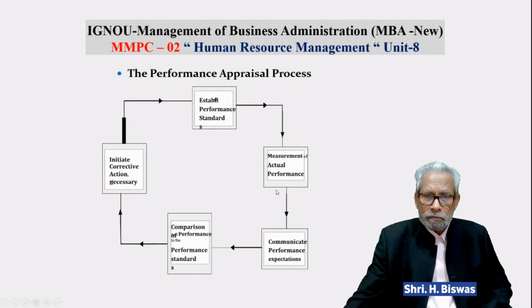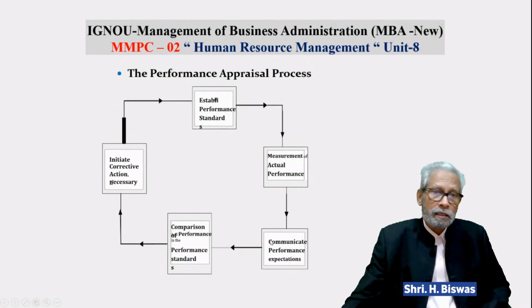Then after this measurement, what are the resulting outcomes? The performance expectations have to be communicated, because it is an individual matter. Then counseling or some discussions are needed, where the expectations from the company side and the individual have to be discussed. Then finally, after the communication, what are the outcomes from here?